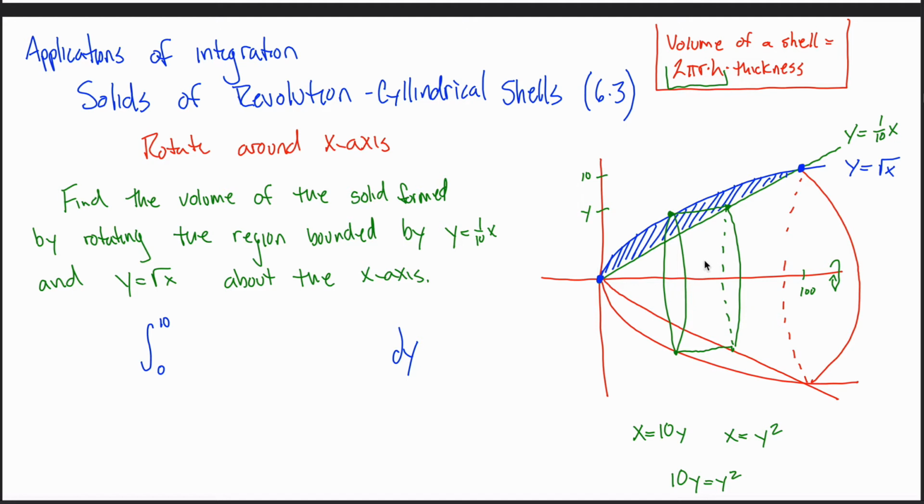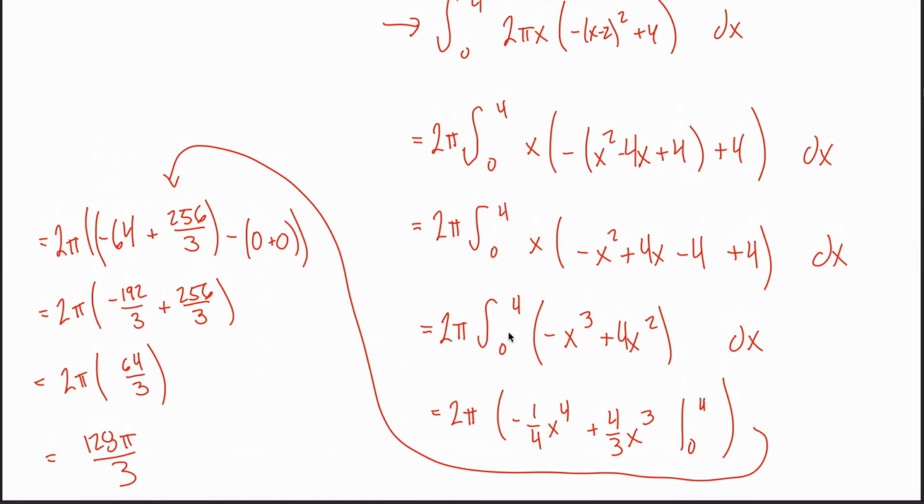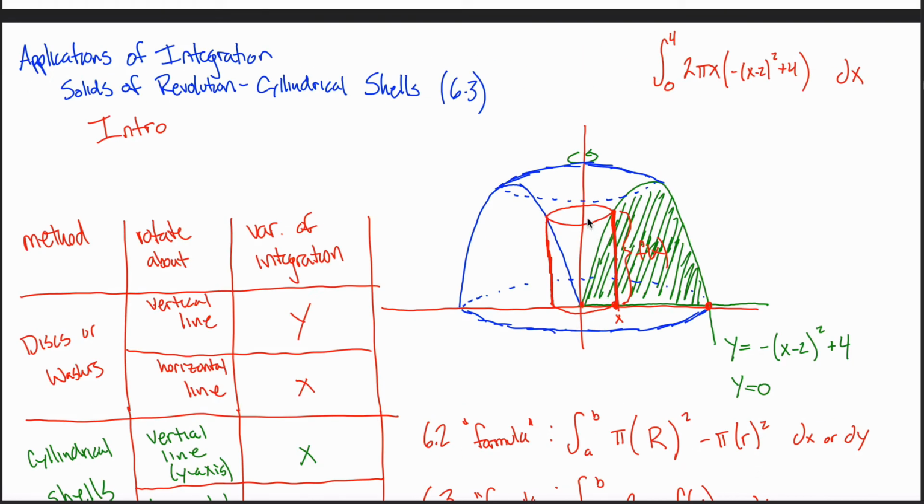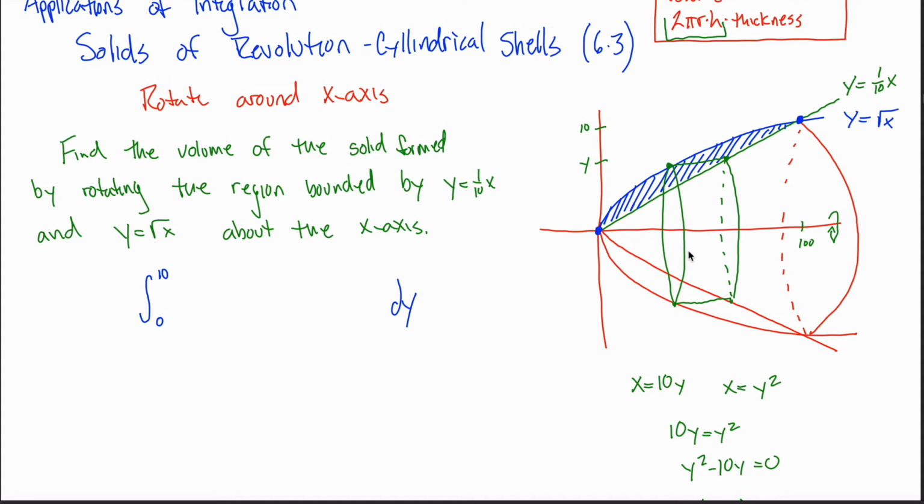Here, unlike in the previous example, our cylindrical shell is kind of sideways as opposed to being up on end. This is rotated 90 degrees from what we saw in the last example, where we were rotating around the y-axis and therefore integrating with respect to x. But just like in that previous example, there are 2 things we want, the radius and the height. The radius is a little bit easier.